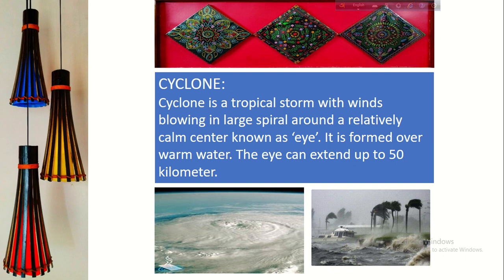Now come to the point, that is the cyclone. What is a cyclone? A cyclone is a tropical storm with winds blowing in a large spiral around a relatively calm center known as the eye. It is formed over warm water when the temperature increases a lot in the water body, and the eye can extend up to 50 kilometers. So follow here, circular motion is created and forms the eye, and this eye can extend up to 50 km, which results in the cyclone and creates great havoc.